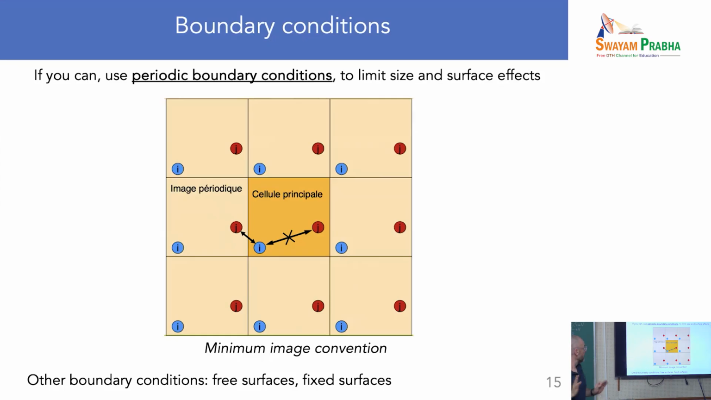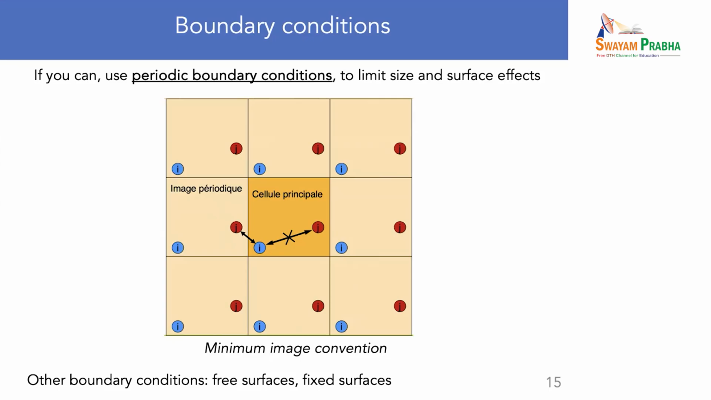What is very nice with these periodic boundary conditions is that there are no free surfaces, or no need to block atoms on the sides, and that minimizes size effects. I don't think there's any mathematical proof of that, but in practice, the size effects are always smaller if we use periodic boundary conditions. So use them if you can.